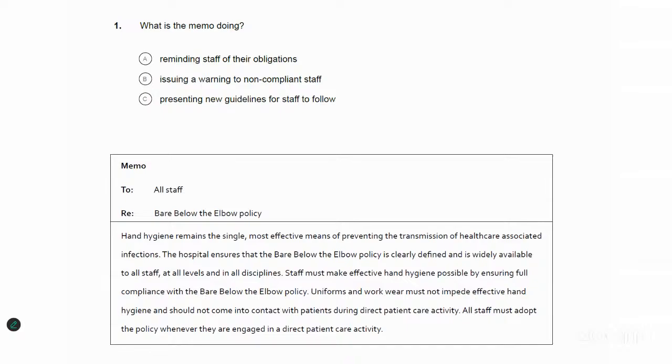The text is a memo. The format is memo. You have to know which format. This format is a memo, not an email. A memo is a mandate or an order. It's addressed to all the staff members involved here, all the medical staff.